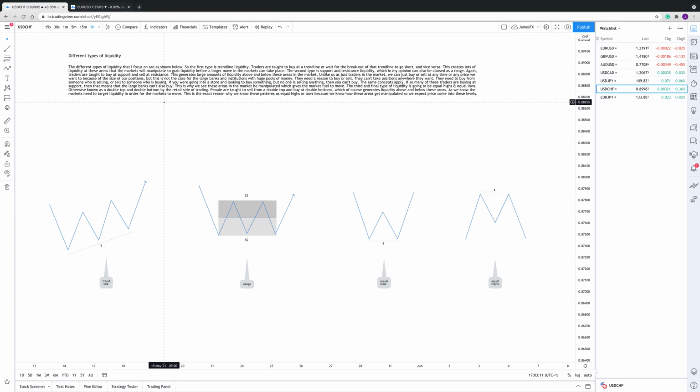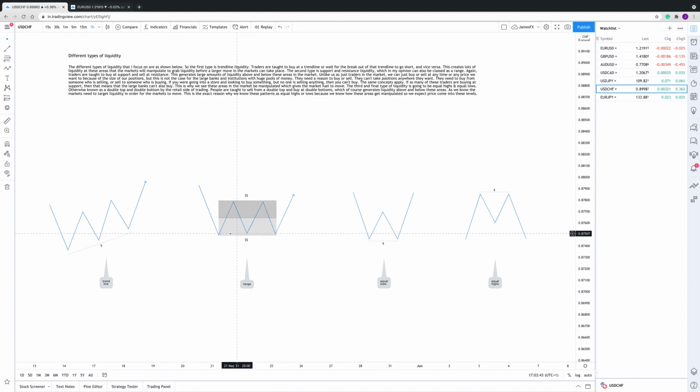So if you were going into a store and looking to buy something but no one was selling, then you can't buy. So the same concepts apply to what we're looking at here. So if so many of these traders are buying at support, that then means that the large banks can't also be buying from those areas. This is why we see these areas in the market manipulated, which gives the market fuel to move.